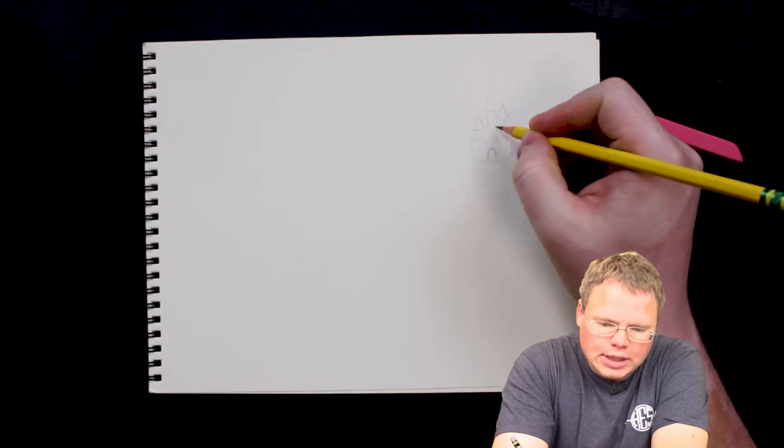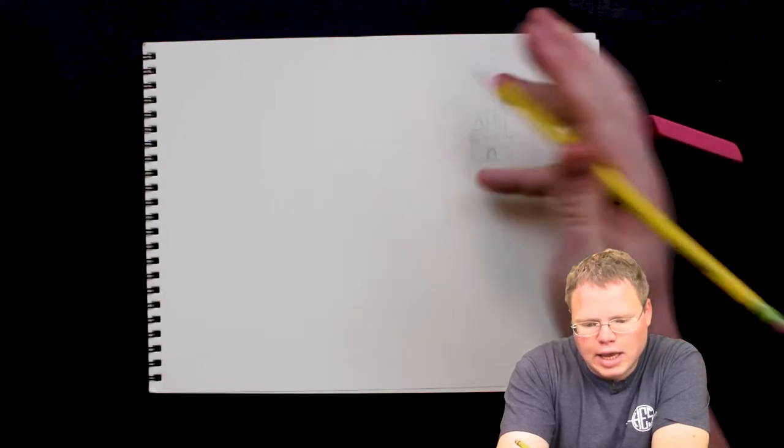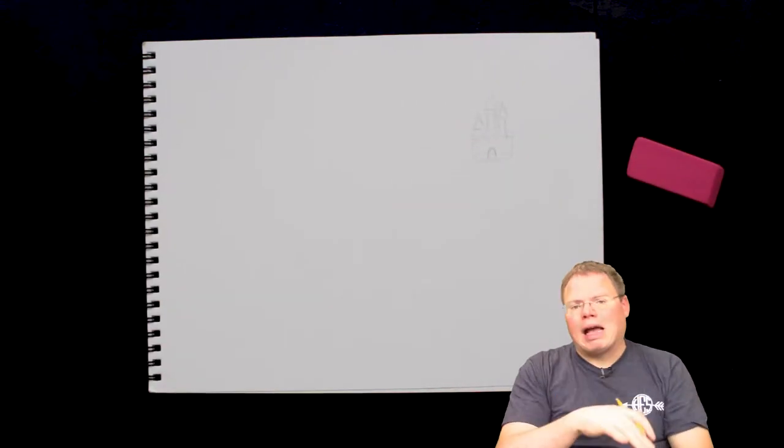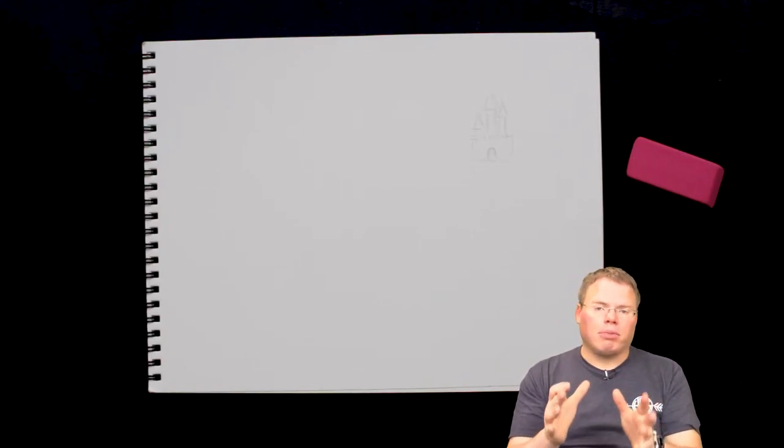So I'm drawing some of these towers that might be there. I'm drawing like the gate, the castle gate, but I can always go back and add more detail later. Right now, I'm mostly worried about just getting the placement.